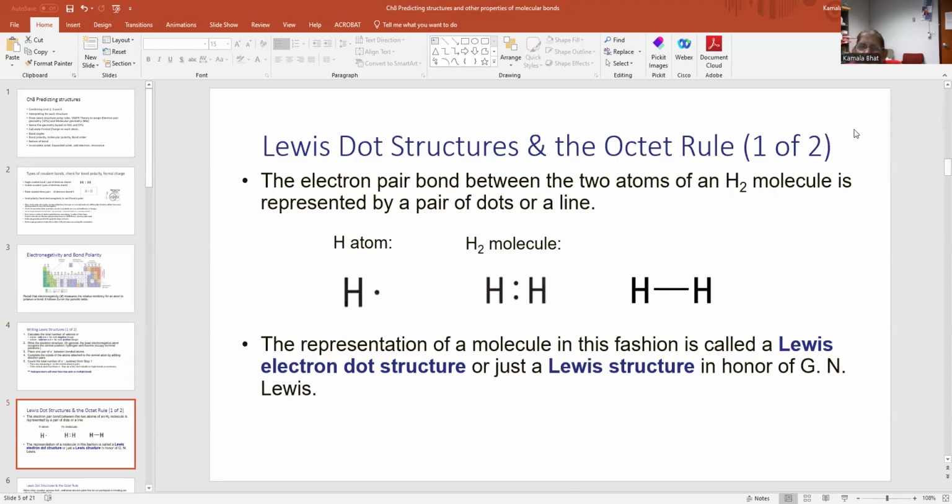Now, using the Lewis dot structure and the octet rule, the electron pair between 2 atoms of hydrogen in a hydrogen molecule is represented by dots. Each hydrogen atom brings 1 electron. It is placed in between, shared equally by the 2 hydrogen atoms. Because it is shared equally, we have a single bond, and there is no distortion in the bond, and so we call this a single covalent bond.